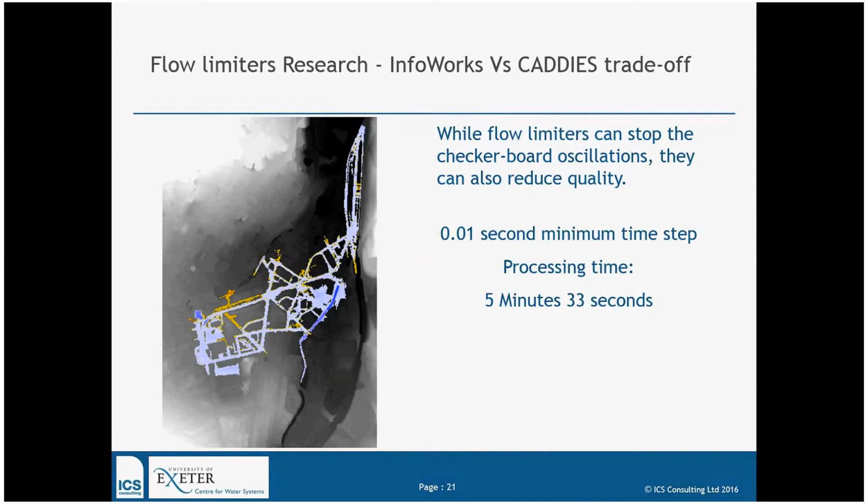So this is a 2000 millimeter pipe burst that we've simulated, using InfoWorks, which is the one in yellow, and we've simulated it with CADDIES, which is blue. We're using a minimum time step of 0.01 seconds here, and it takes 5 minutes 33 for us to process. But if we increase that time step, we've halved the time here, so 2 minutes 40 seconds, but we've started to lose some of the propagation. Not all of it yet.